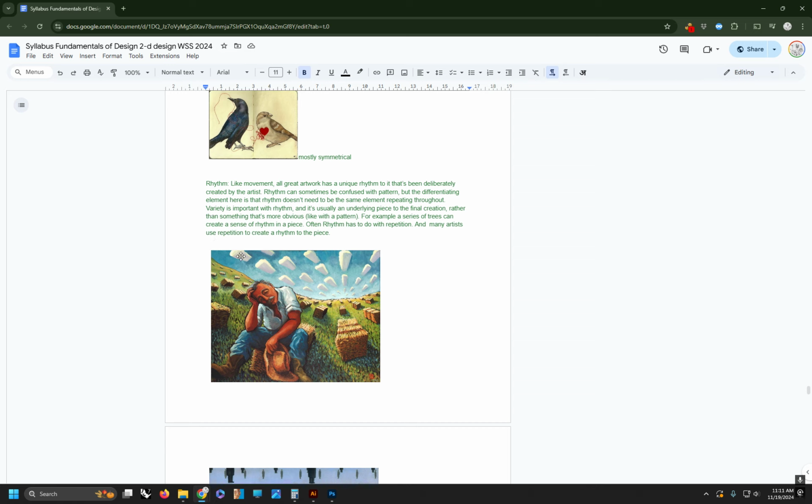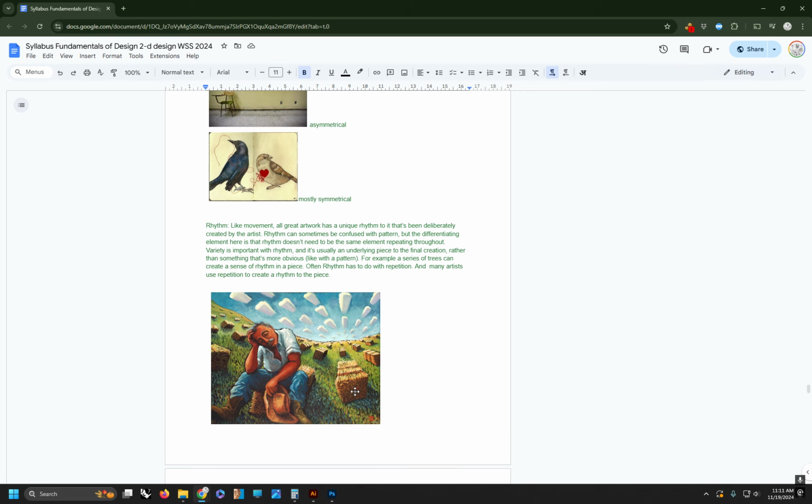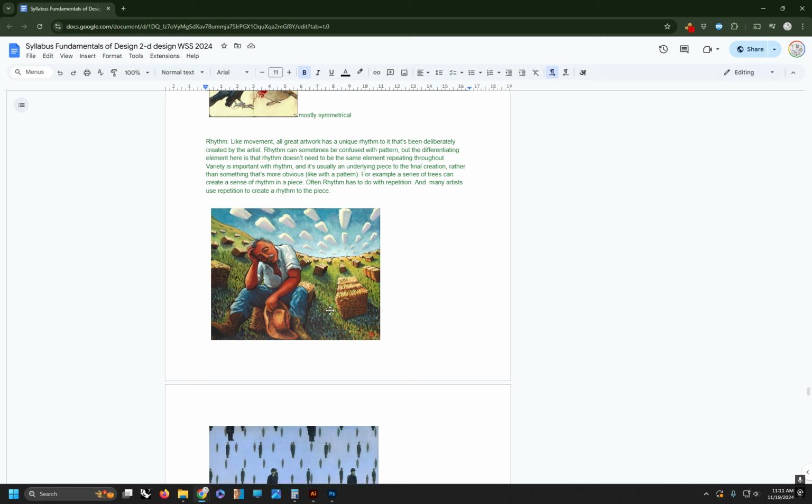So for example, the clouds here are directionally moving back, as are the hay bales. And so this artist has used this rhythm or this movement of something going back into space to suggest the length of the man's task. It's really long. It's taken him forever. He's gone from here all the way up front on the picture plane.